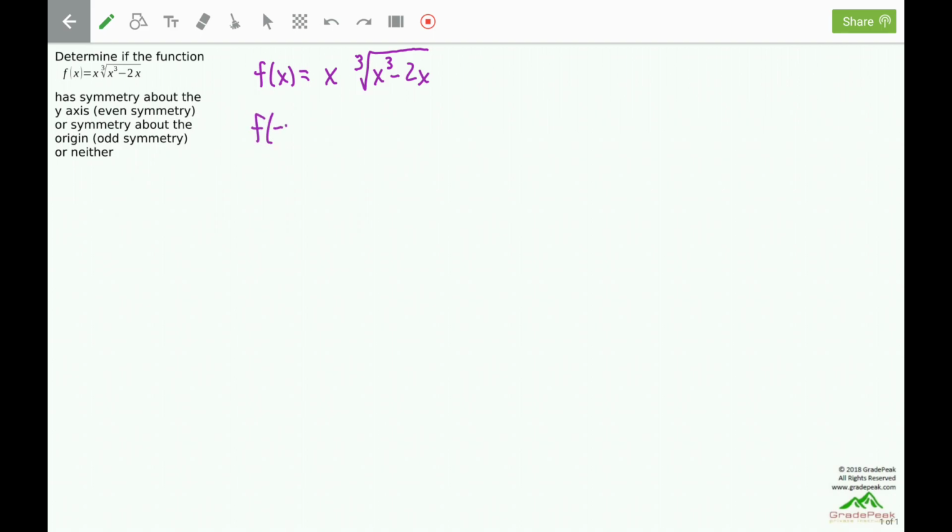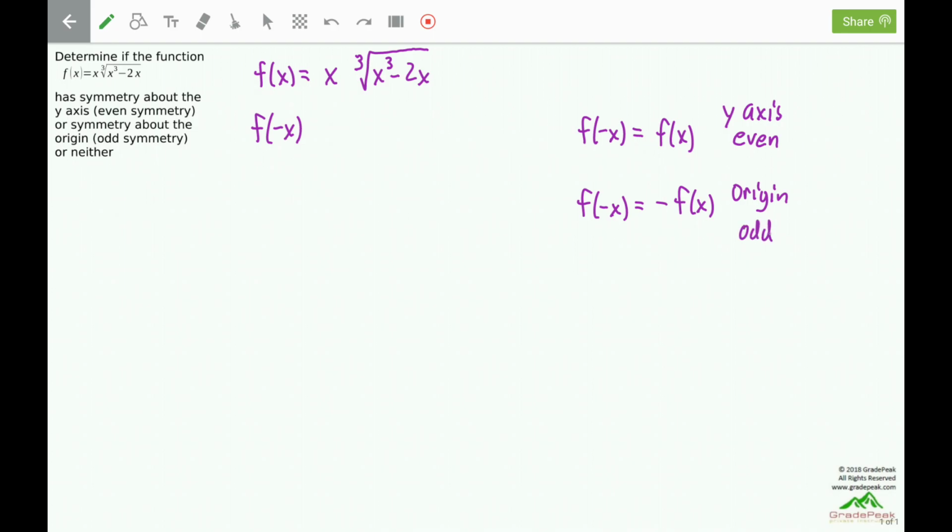What we are going to do is calculate f of negative x. If we find f of negative x to be exactly equal to f of x, this will have y-axis even symmetry. If we find f of negative x to be exactly equal to the negative of f of x, this will have origin odd symmetry, and if we find neither to be the case, it will have neither symmetry.